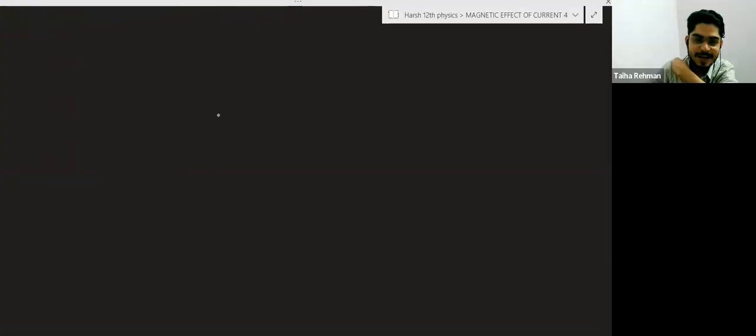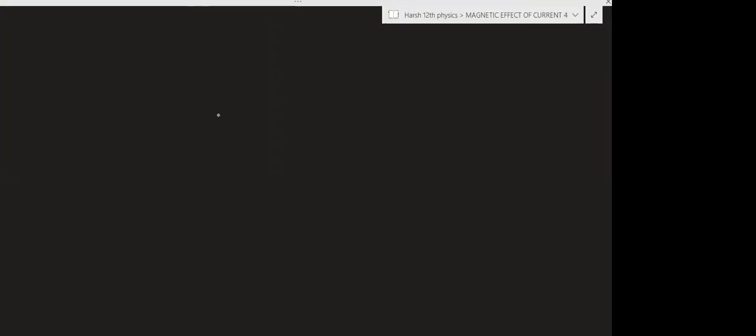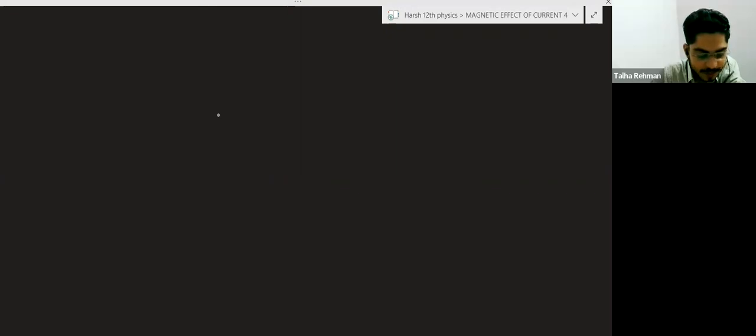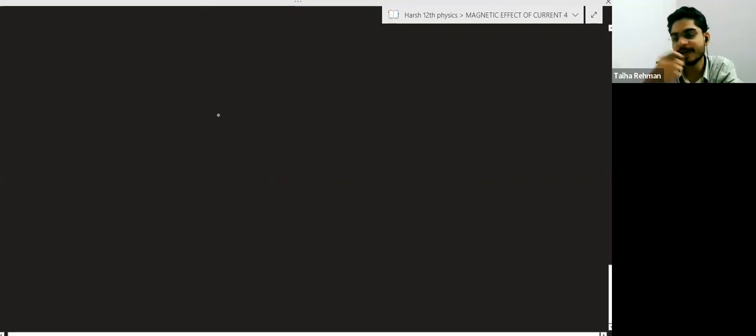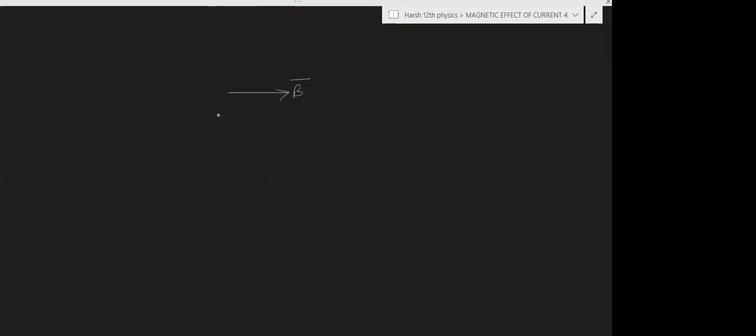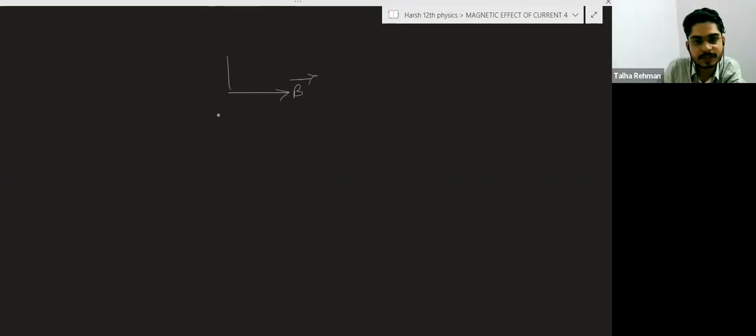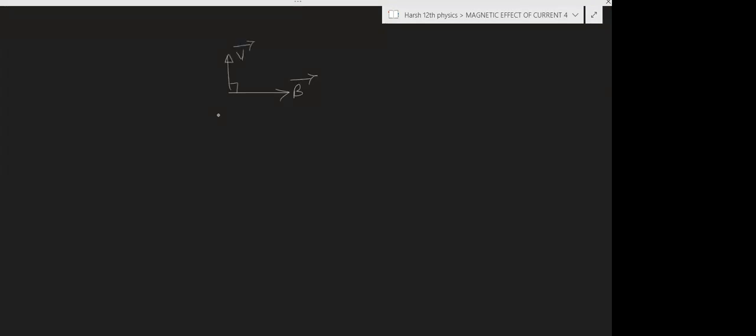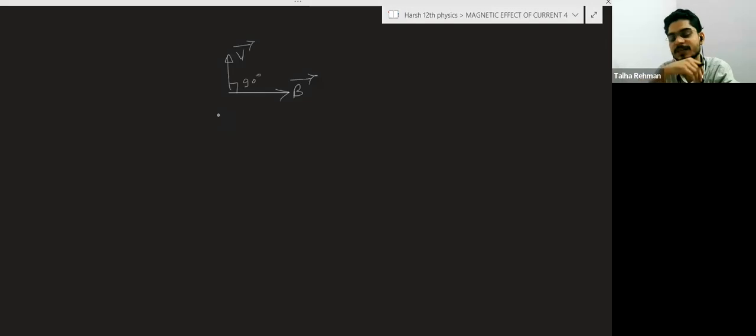Okay, no problem. Actually, they are saying that two particles of the same charge are projected into a region of perpendicular magnetic field. Perpendicular magnetic field means the velocity of the charge will be perpendicular to the magnetic field. So this is the magnetic field, and this is the velocity of the charge. Both are perpendicular.